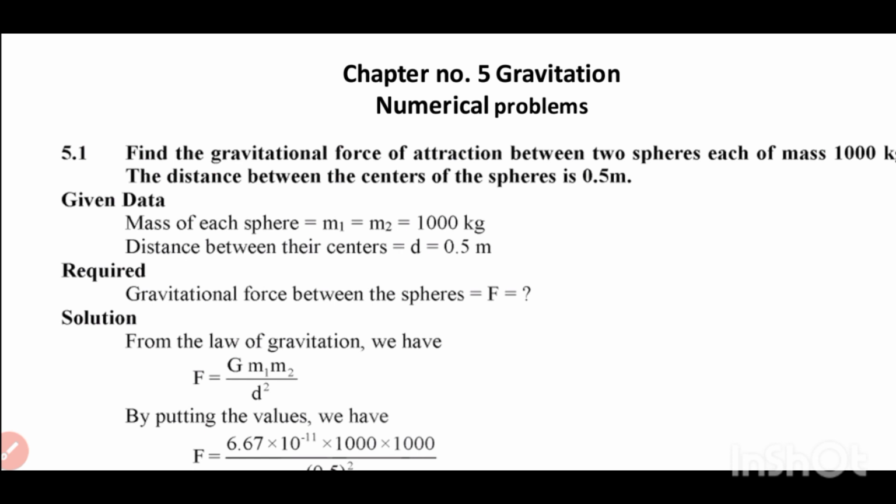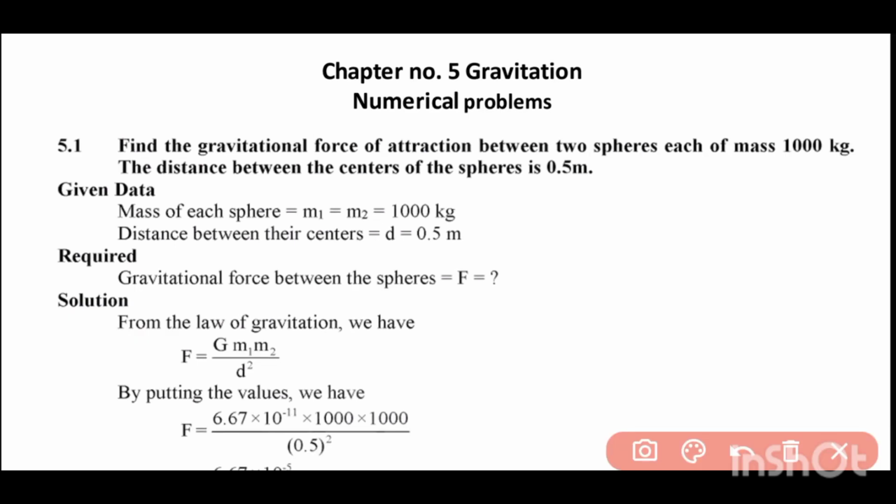Dear students, both masses m1 and m2 are equal, so m1 is equal to m2 is equal to 1000 kilogram, right? Distance between their centers is d is equal to 0.5 meter, and we need to find the force between the spheres, that is F. So we use the formula F is equal to G m1 m2 divided by d square.